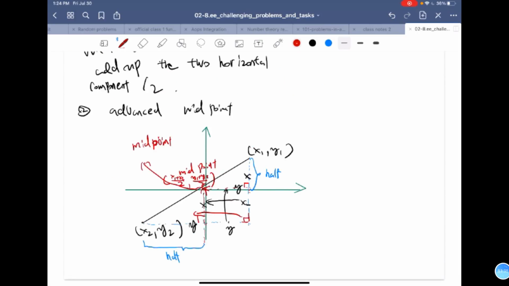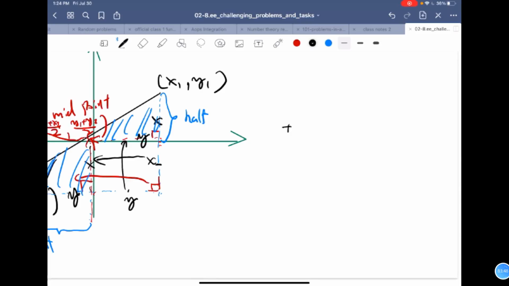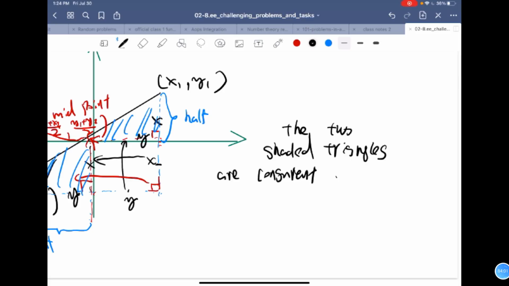So the two shaded triangles are congruent to each other, right?